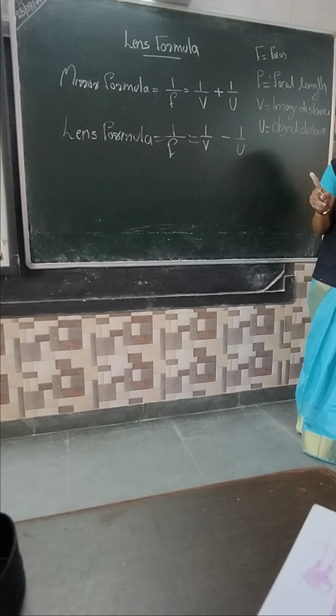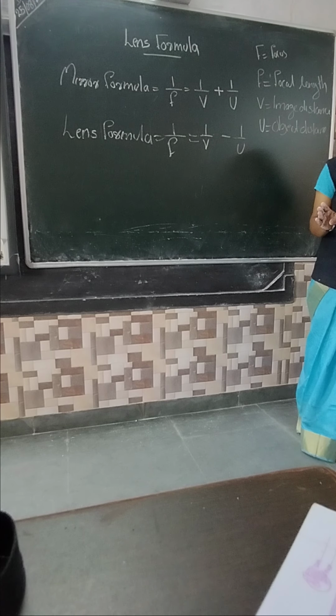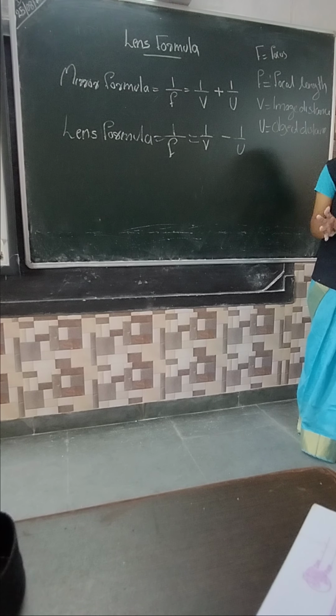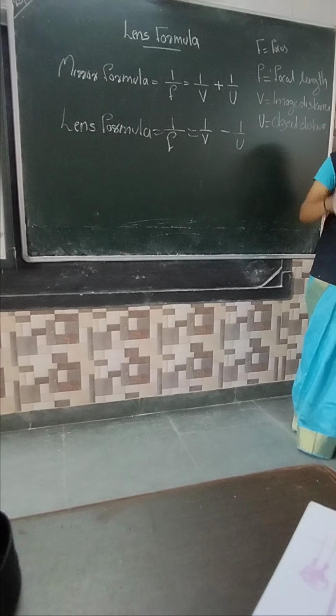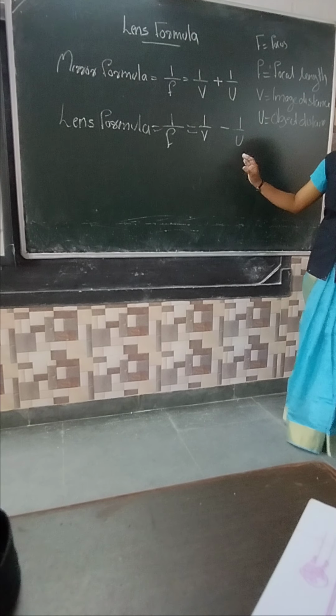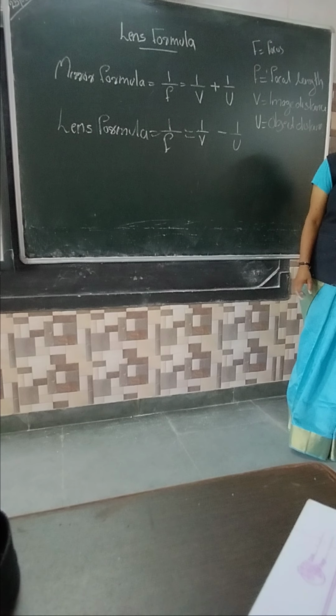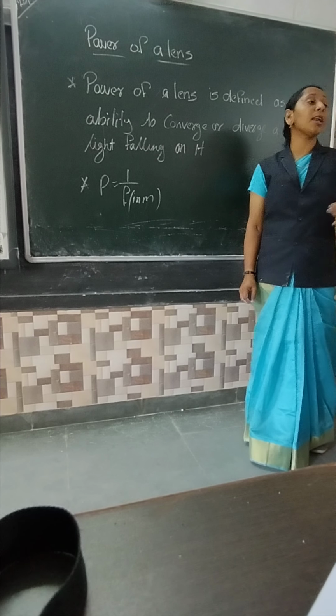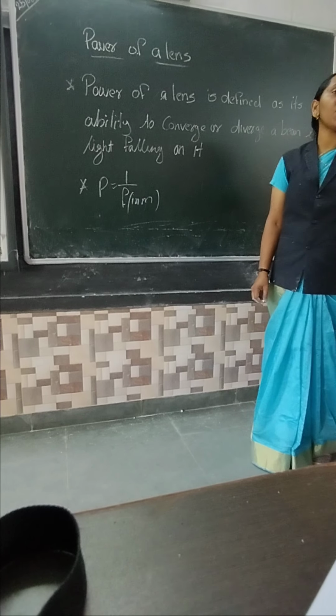Small letter f is the focal length, v is the image distance, and u is the object distance. All the measurements are almost always in the unit of centimeters. Clear everyone? Yes. The last theory topic of the chapter is the power of lenses.